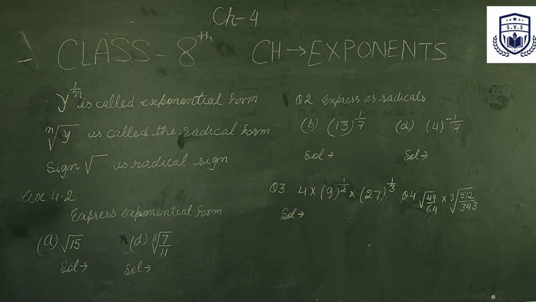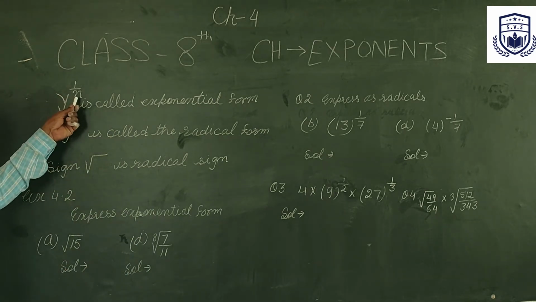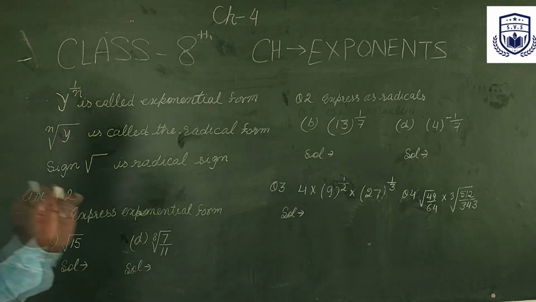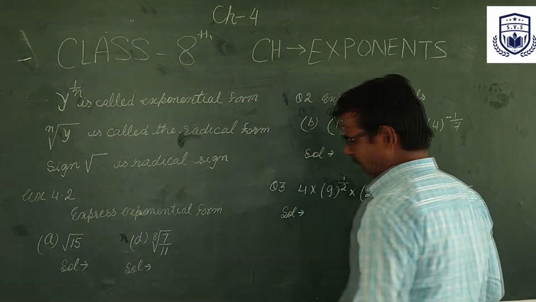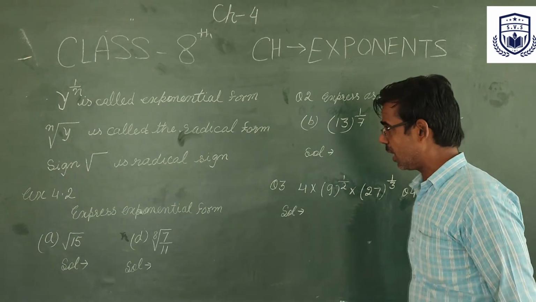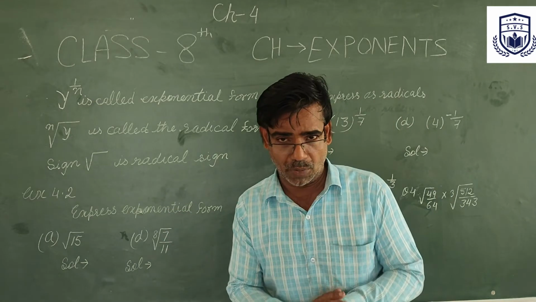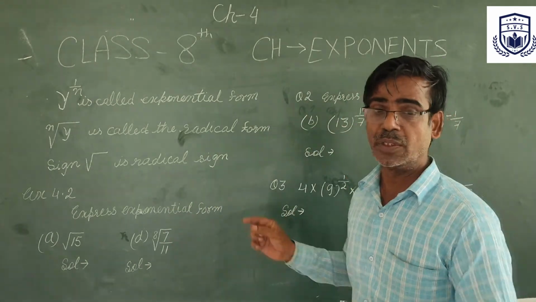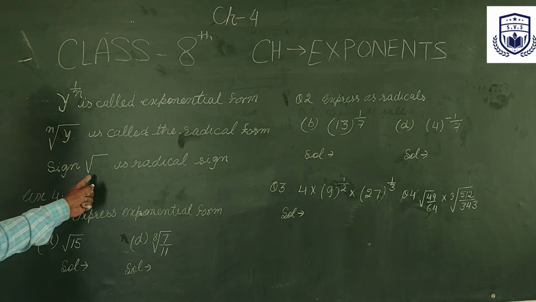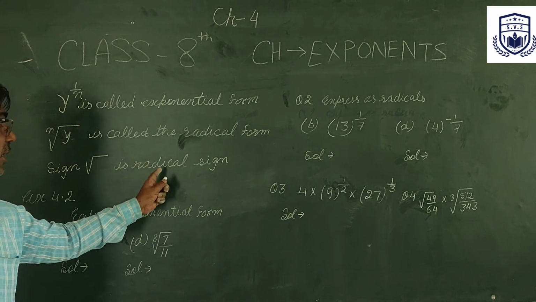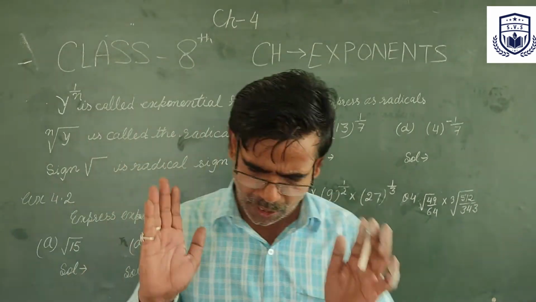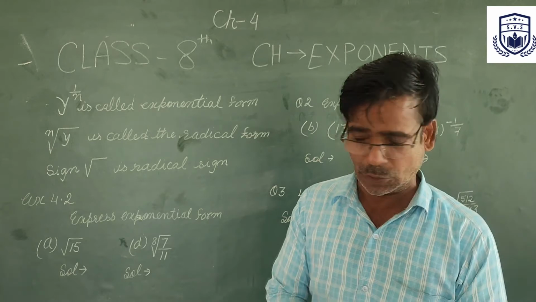Look at the form y power 1 over n. Each part is the exponential form. Yes. Now n under y is called the radical form. Clear? Next, the sign under root. Each card, it is the sign under root. Each card, radical sign. Clear? Any problem? No? Now, we will start exercise 4.2 and question 5.